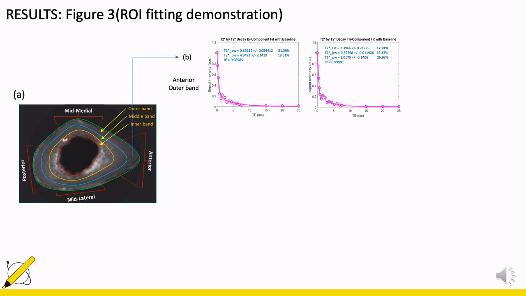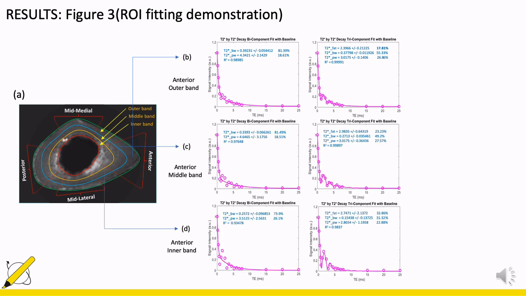If we take a closer look into the anterior region, for example, from outer layer to inner layer, there are 3 ROIs. For each ROI, the mean value of the 18 UTE signals was fitted with the least squares algorithm, and we can see that for all the layers, the signal is fitted much better by tricomponent than the bicomponent.